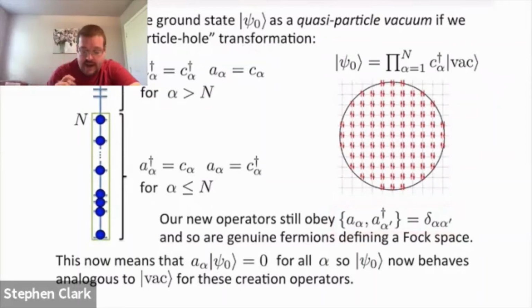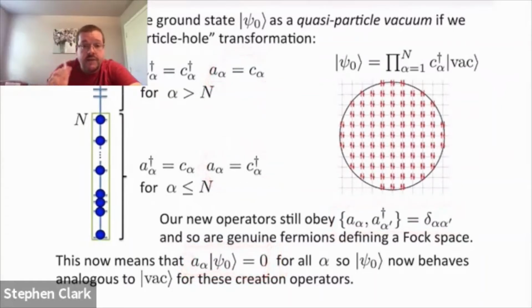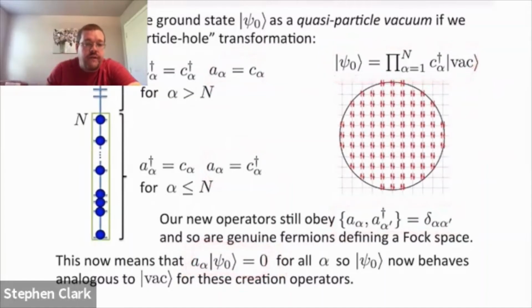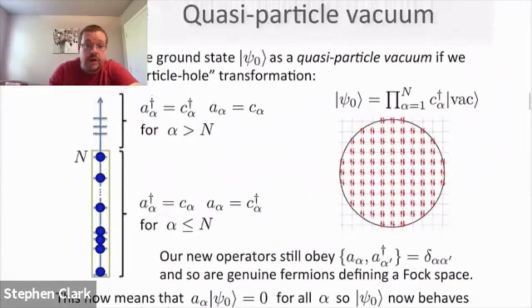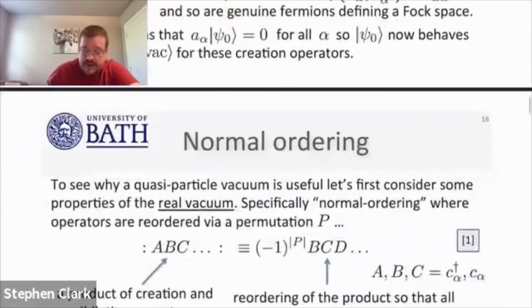But the trick now is that all of the annihilation operators, that's this and this, when they act on the ground state, the Fermi sea, they all vanish. And that's the definition of a vacuum. A vacuum is any state that makes all annihilation operators vanish. We saw that in the last lecture. But we've basically created a new vacuum now by using the Fermi sea as a vacuum, by redefining our operators through what's called a particle-hole transformation. All right, so it behaves analogously to vacuum.